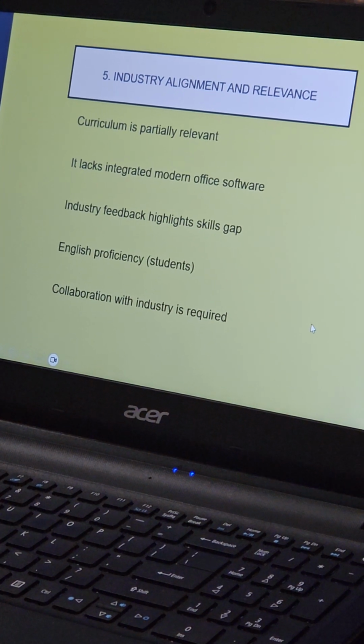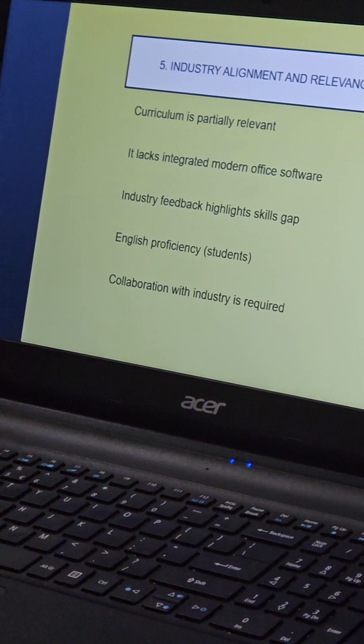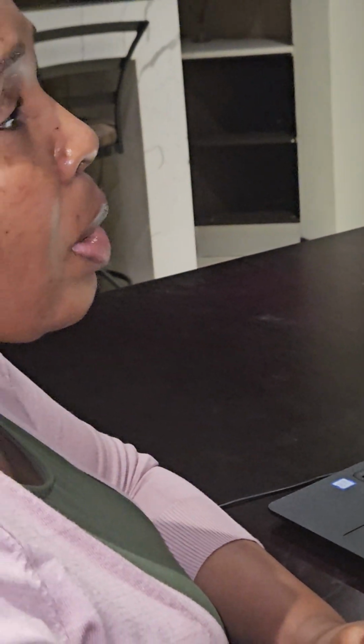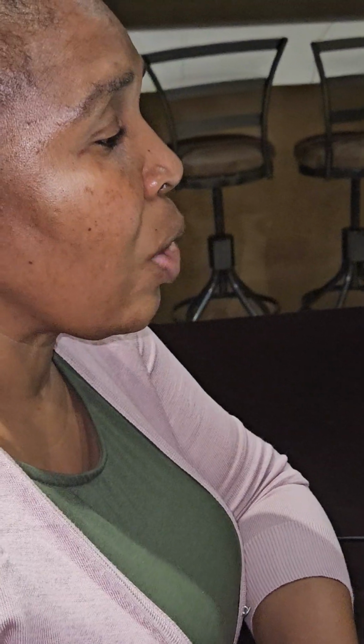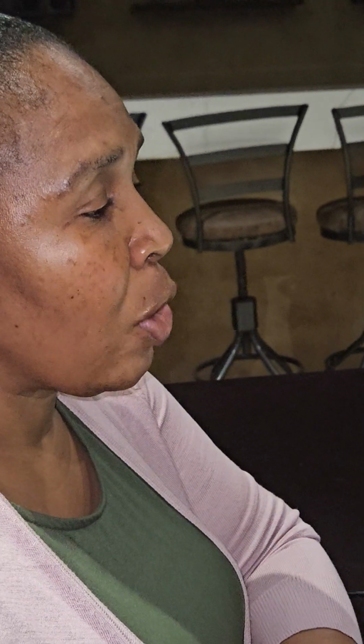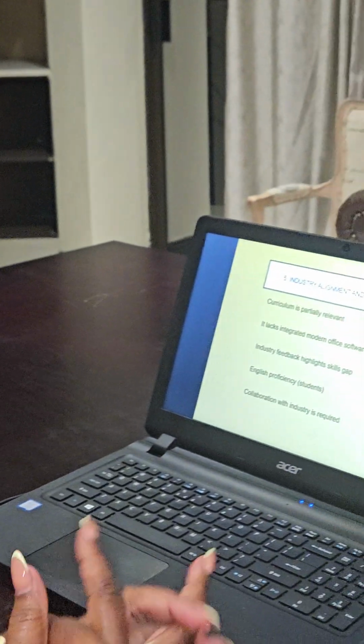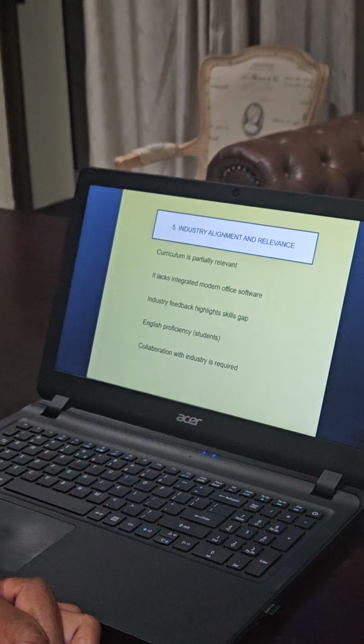Industry alignment and relevance. The curriculum is partially relevant. This is the information that we received from lecturers when we were interacting with them, trying to find out whether the curriculum is that much outdated. They said that even though it is outdated, at least there are some parts within the topics of that particular subject that still relate to what industry is still offering. So it's not all lost hope. There is something that students can still benefit from the old curriculum.